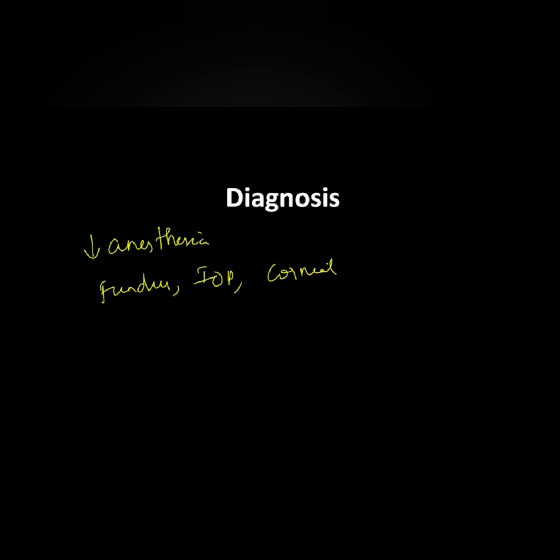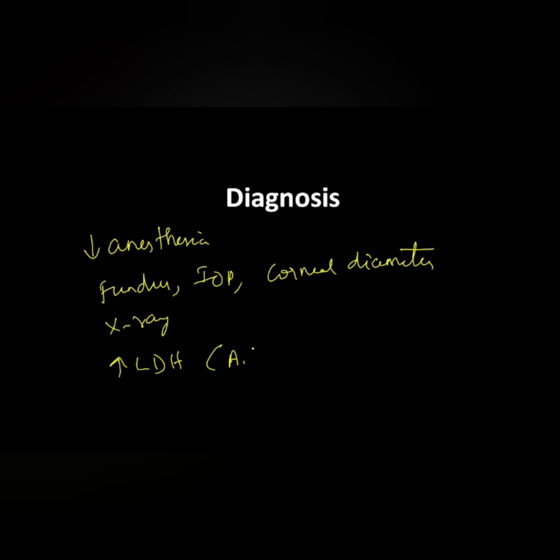This is also important. You have to check for corneal diameter. And you can go for X-ray. X-ray orbit will show you the calcification if it is present. And you can also see the increase in the LDH levels in your aqueous humor.